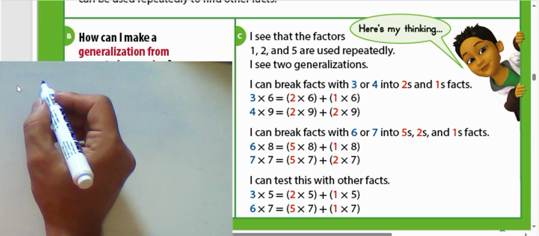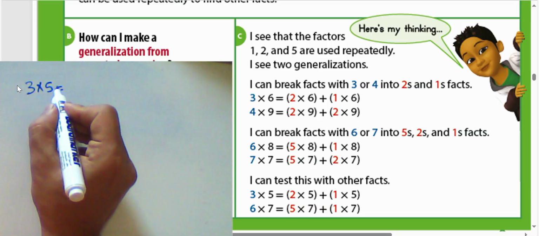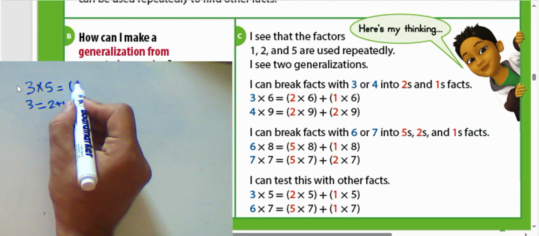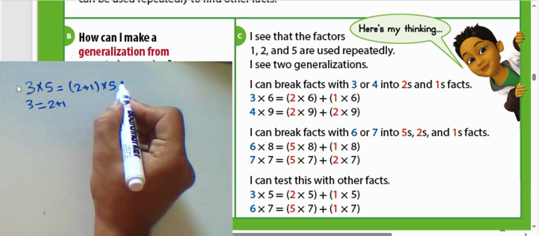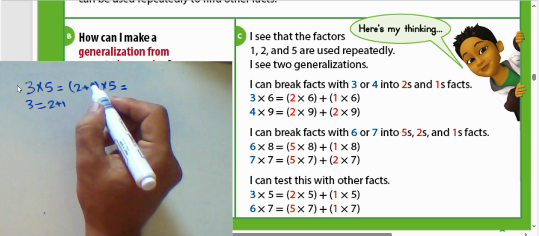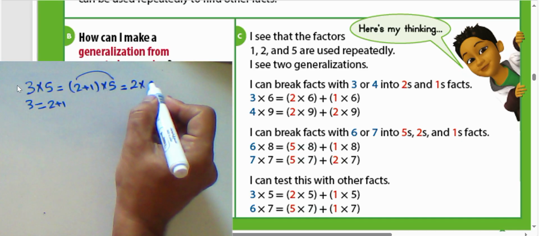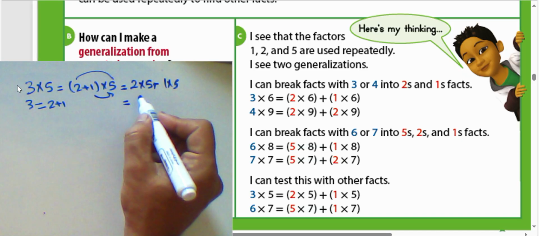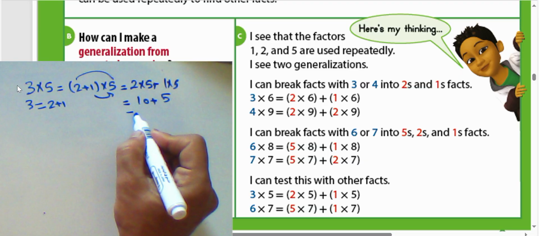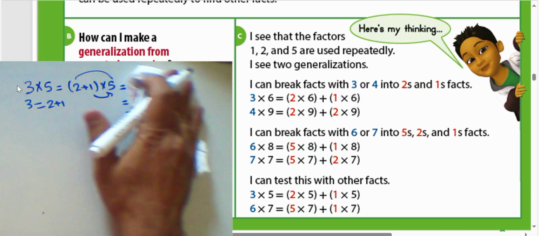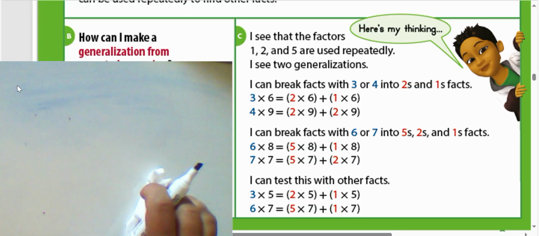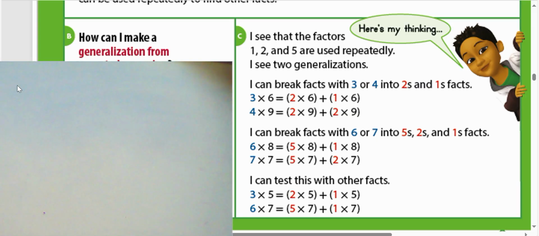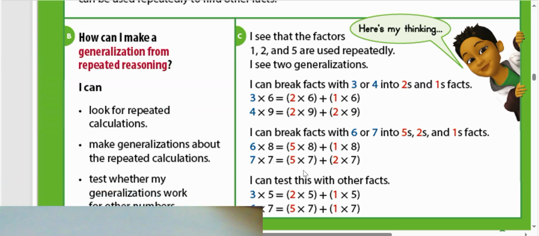And 3 times 5, we can write 3 equals 2 plus 1. Then we can write 2 plus 1, multiplied by 5. And then using the distributive property, 2 times 5 plus 1 times 5. 2 times 5 equals 10, and 1 times 5 equals 5. 10 plus 5 equals 15. And the total answer here will be 15. Okay, we used the distributive property here. Next question.